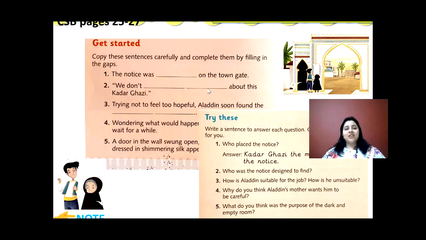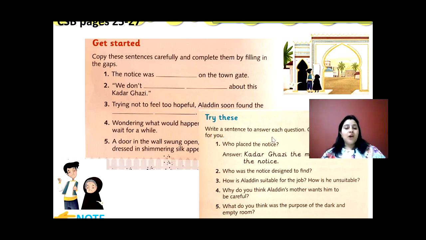So here are the activities. Get started. Try these. Okay, copy these sentences carefully and complete them by filling in the gaps. Now you are going to read the sentences. Figure out where these sentences are in the text, okay, and see which word or which words are missing and fill these gaps, okay.